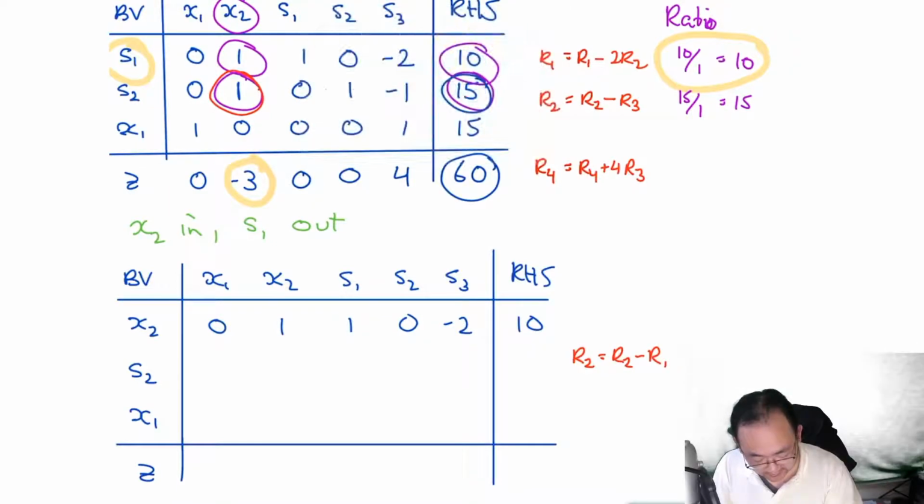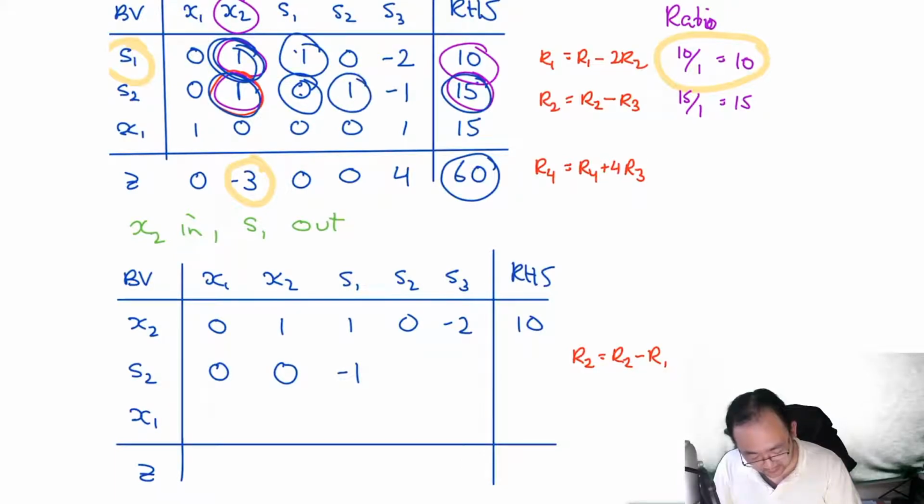So subtracting down. 0 and 0 is 0. 1 minus 1 is going to be 0. 0 minus 1 is going to be minus 1. 1 minus 0 is going to be 1. Minus 1 minus 2 is going to be positive 1. And 15 minus 10 is going to be 5.